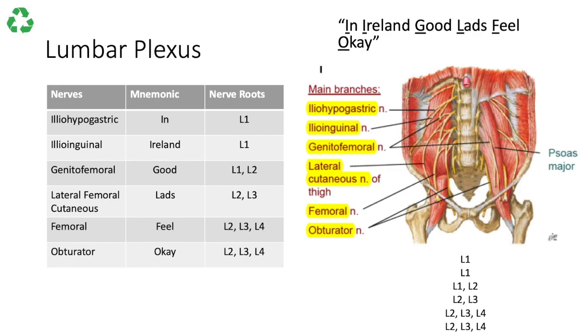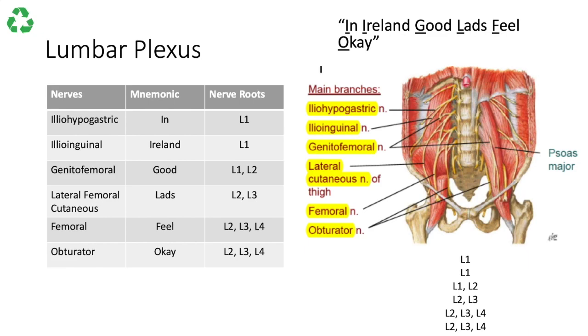So we had talked about this before, the lumbar plexus, and then we had also looked at all of the muscles in the posterior abdominal wall. Well, here again are all of these nerves plus the mnemonic and their nerve roots. So, in Ireland, good lads feel okay: iliohypogastric, ilioinguinal, genitofemoral, lateral femoral cutaneous, femoral, and obturator.